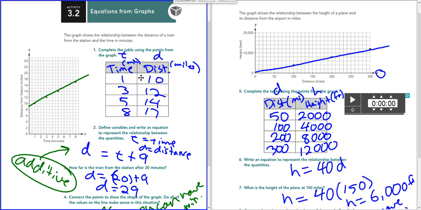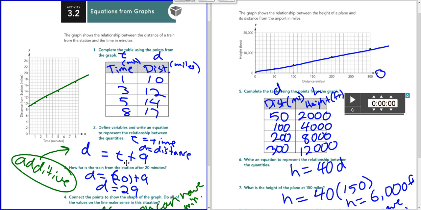And you have to be careful here. If you multiply, it works for this one because 1 times 10 would be 10, but then 3 times 10 would not be 12. So it's not a multiplicative relationship here. It's actually an additive relationship. The consistent thing is adding 9 to get from our independent variable to our dependent. So if I add 9 to 1, I get 10. If I add 9 to 3, I get 12. If I add 9 to 5, I get 14. If I add 9 to 8, I get 17, and so on and so forth.